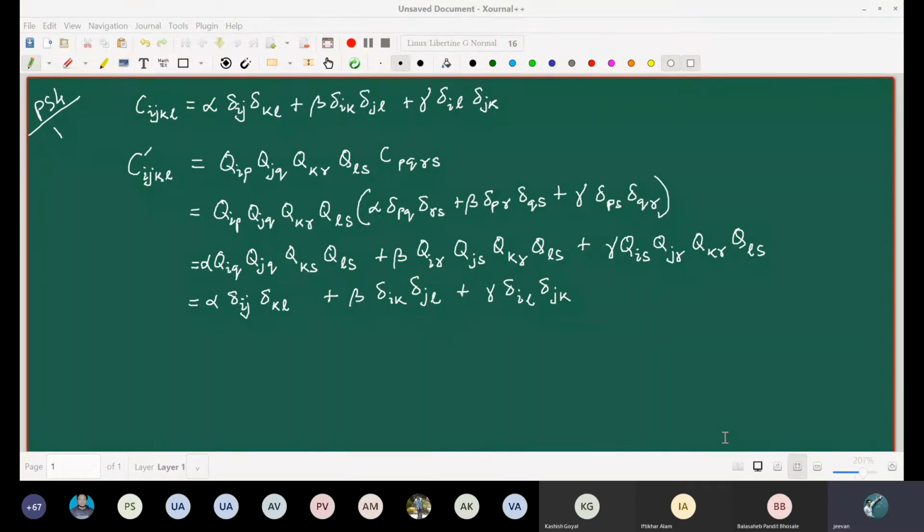Does anyone else have any doubt regarding this question number 1 of problem sheet 4? I'll wait maybe half a minute and then we can proceed.